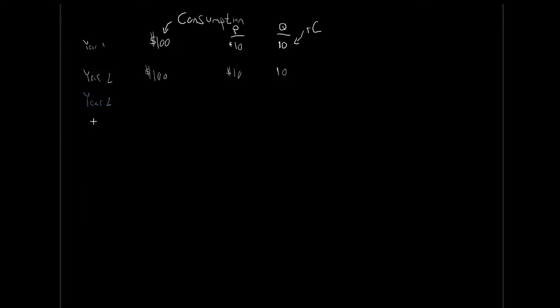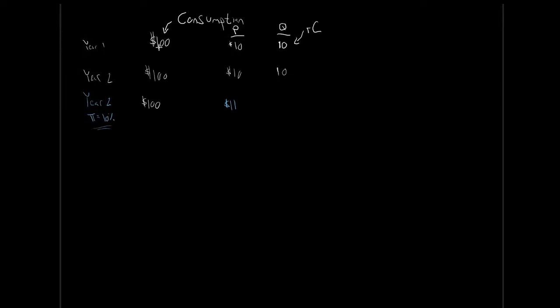Let's go to year two, but this time we've had inflation of 10%. That is, our prices have increased by 10%. Well, all of a sudden, I'm still spending $100. I'm still saying, out of all my income, $100 goes towards consumption, but prices have gone up by 10%. That is, my prices are now 11.